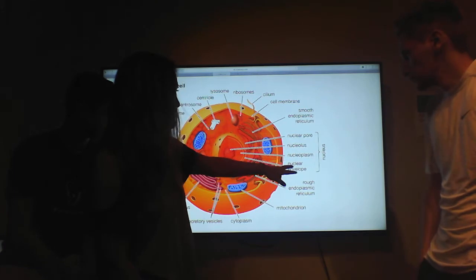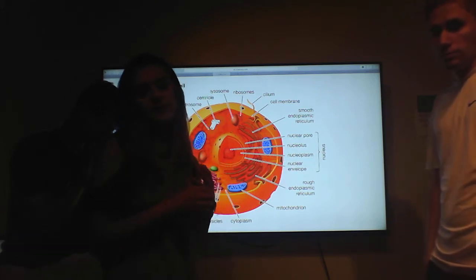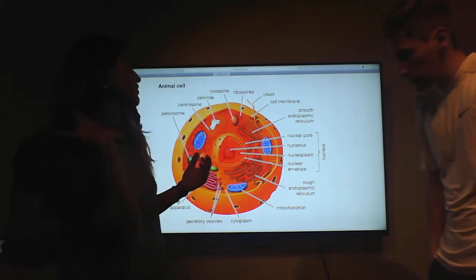Today we're going to talk to you about the structures of a cell. So I'm going to begin with talking about the nucleus, which is also known as the brain of the cell.